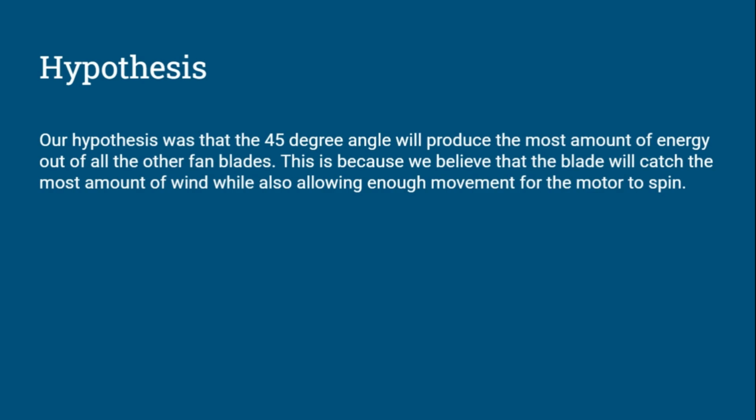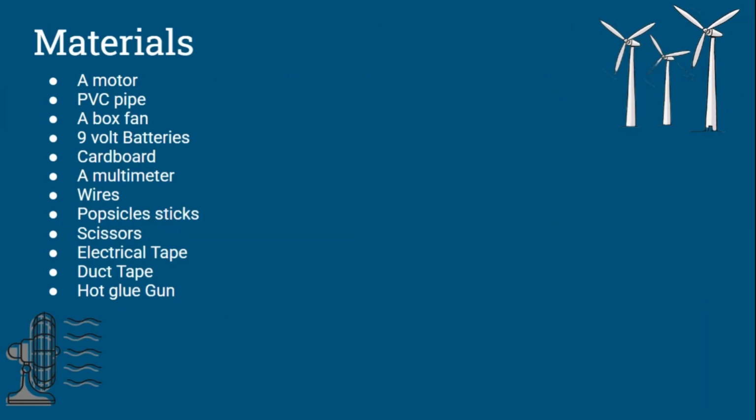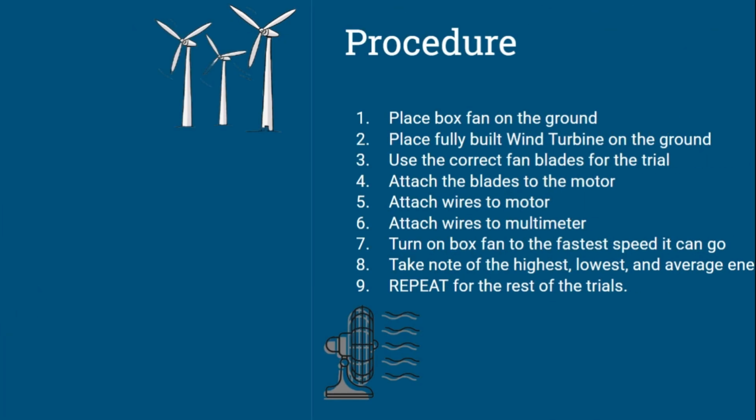And our hypothesis was that the 45-degree angle will produce the most amount of energy out of all the other fan blades. This is because we believed that the fan blade will catch the most amount of wind while also allowing enough movement for the motor to spin. The materials we used were a motor, PVC pipes, a box fan, 9-volt batteries, cardboard, a multimeter, wires, popsicle sticks, scissors, electrical tape, duct tape, and a hot glue gun.